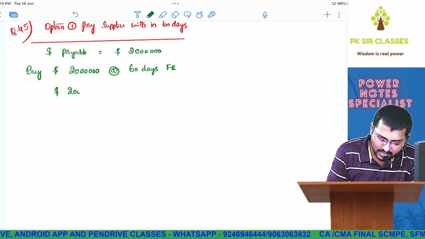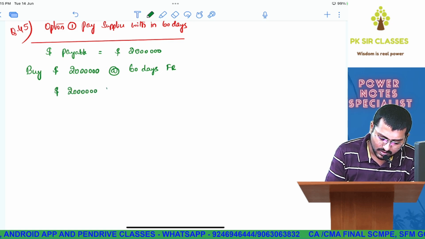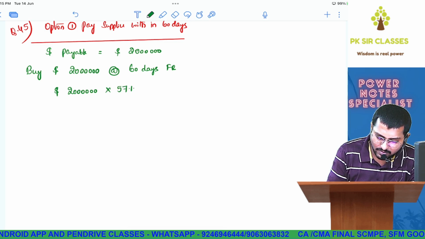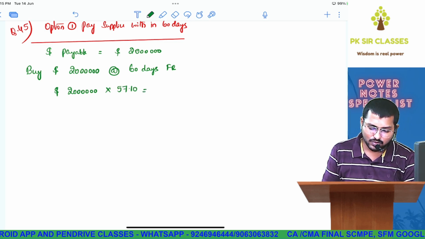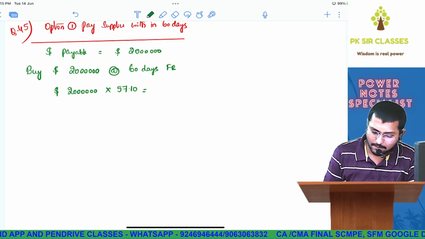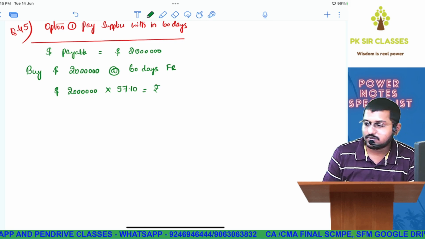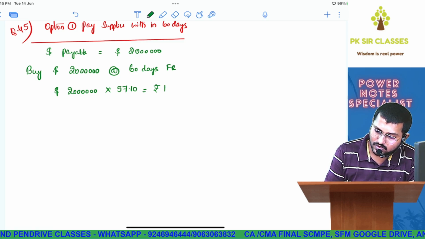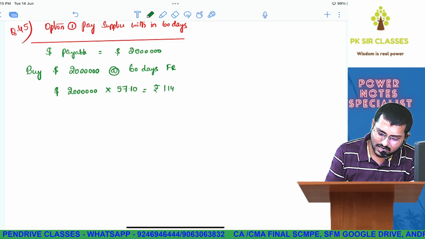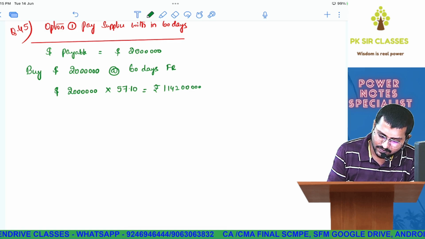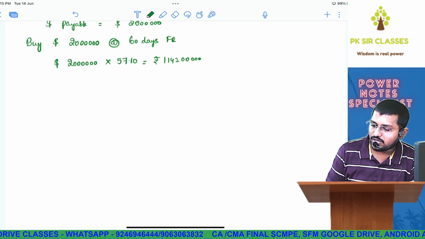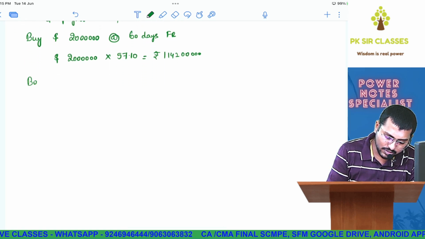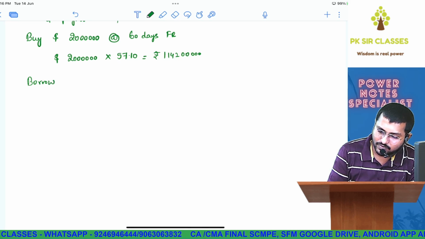What is the selling rate? 57.10. So how many rupees do you need to shell out? You need to give me the number. 11 crore, 42 lakhs it seems. This much money I need to borrow.